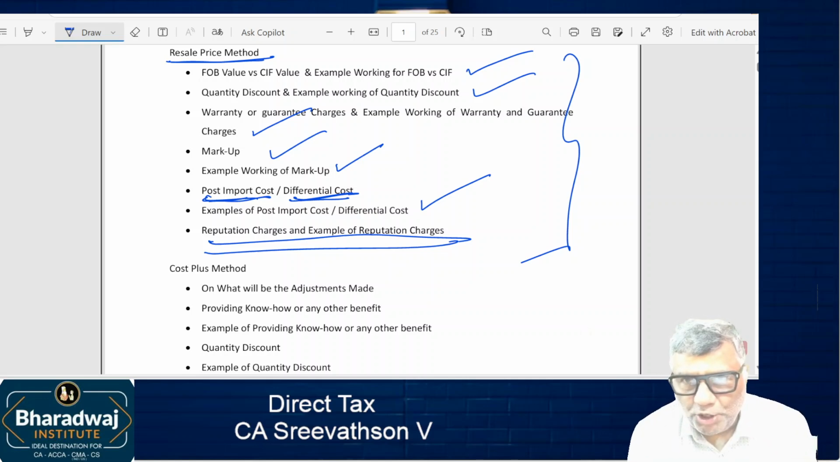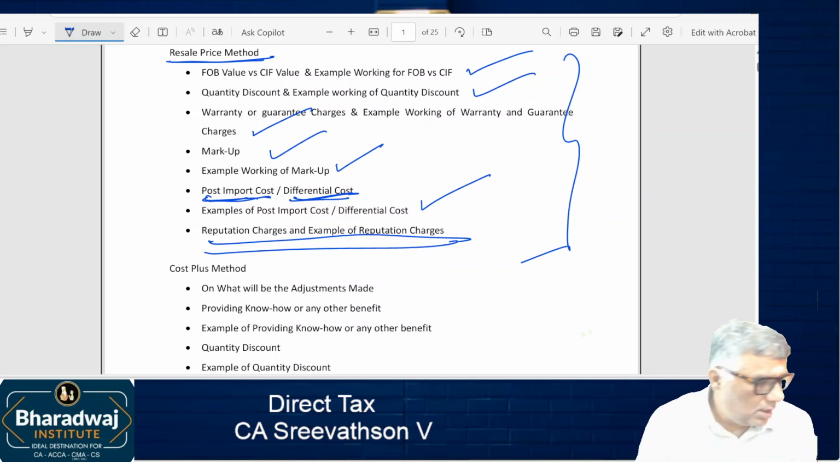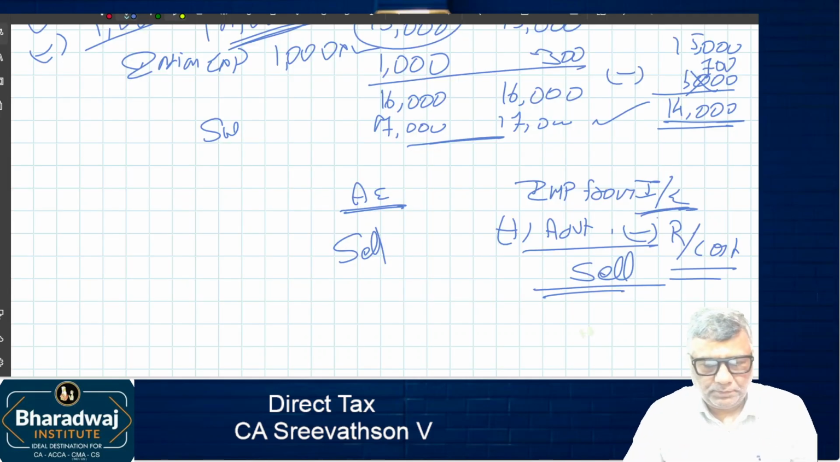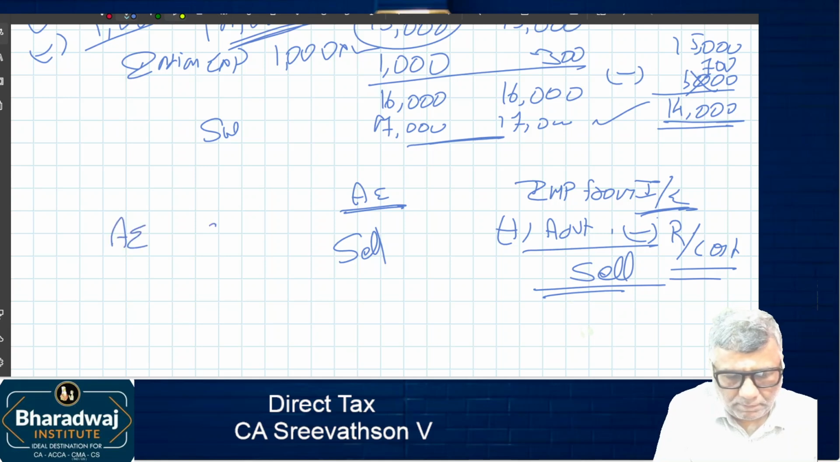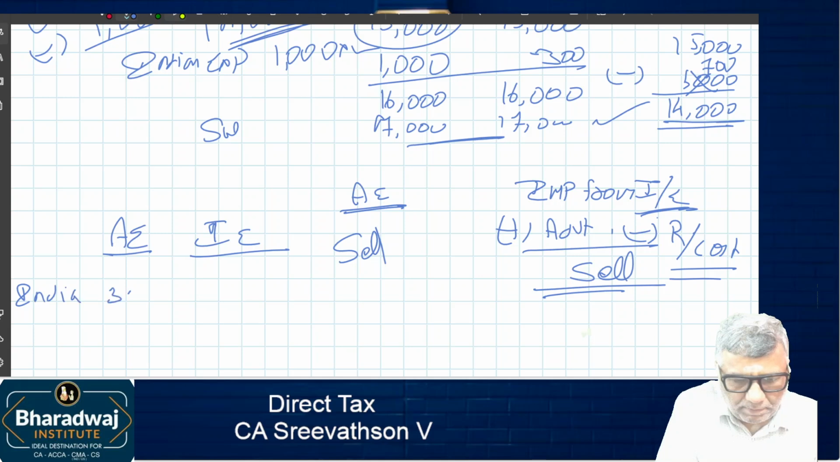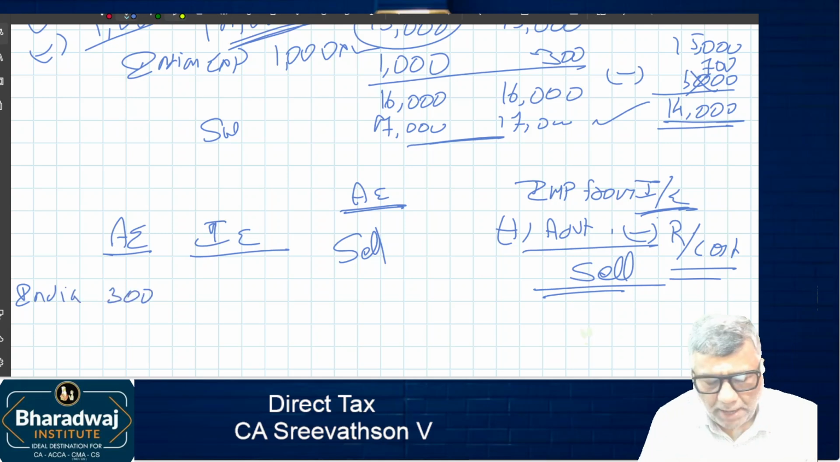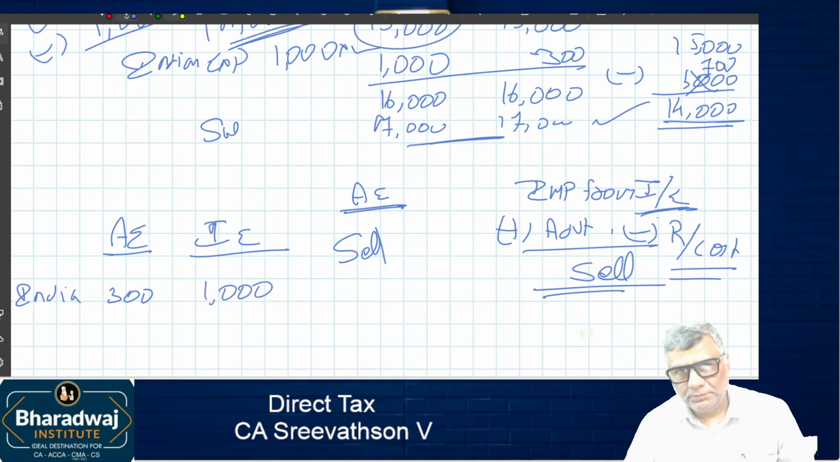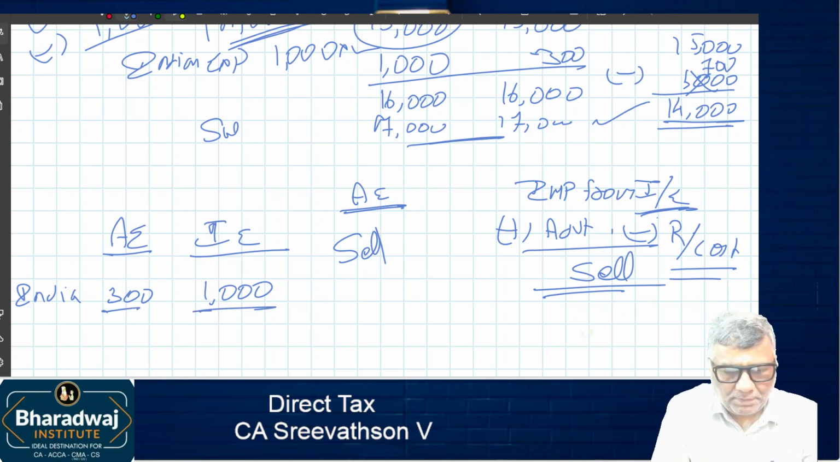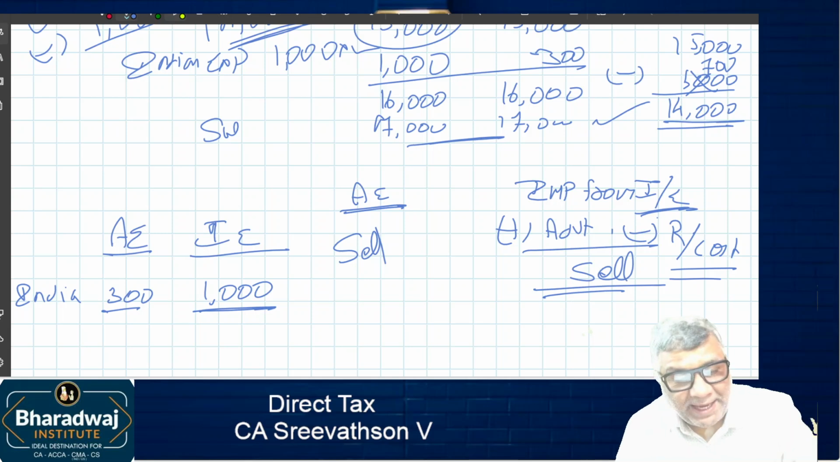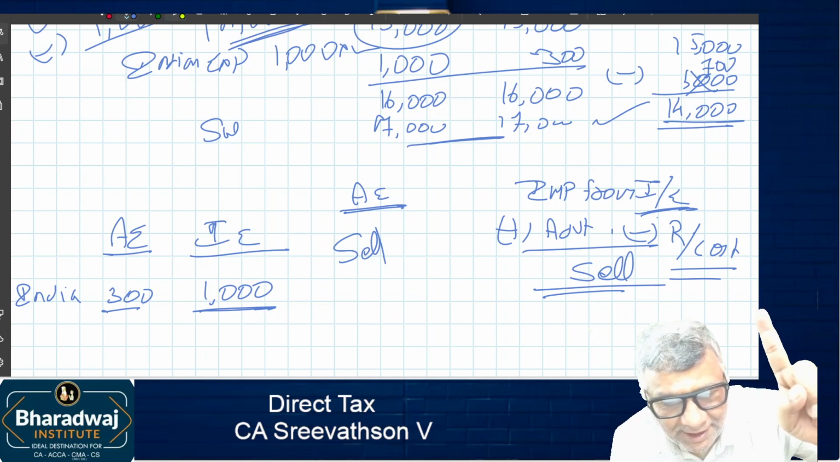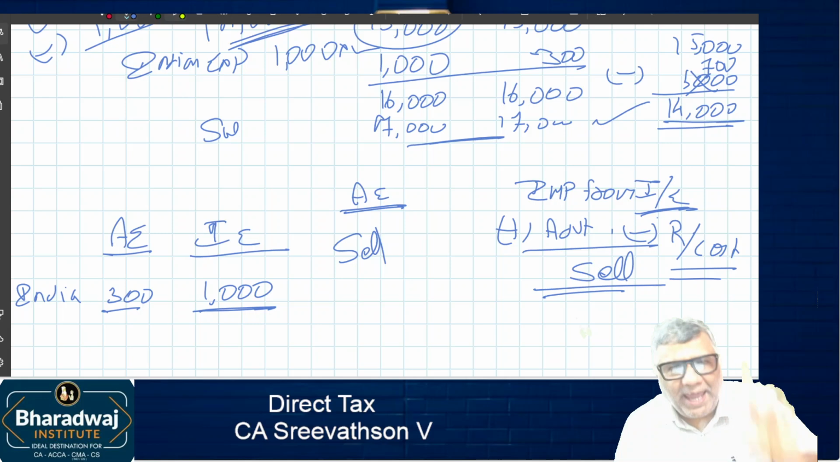No, sir. Once more, you repeat your example. For associated enterprise, 300 is the post import cost. In India, you are incurring this, right? Yes, sir. Post import is 300. And for independent entity, it is 1,000. So now this 700 is the extent of cost which I should have incurred, but it is being incurred by AE.